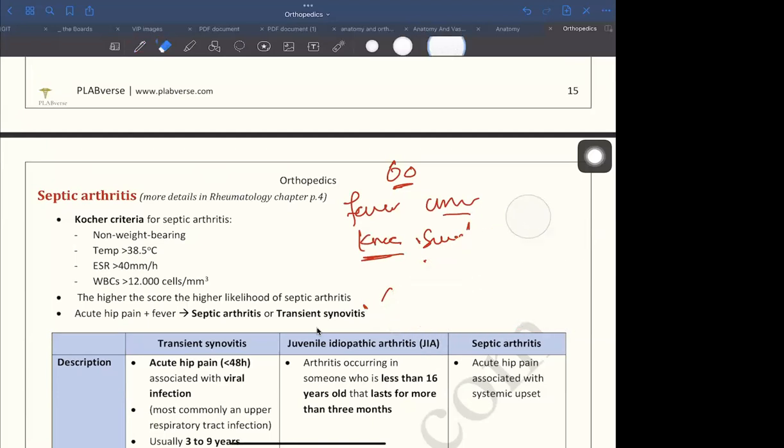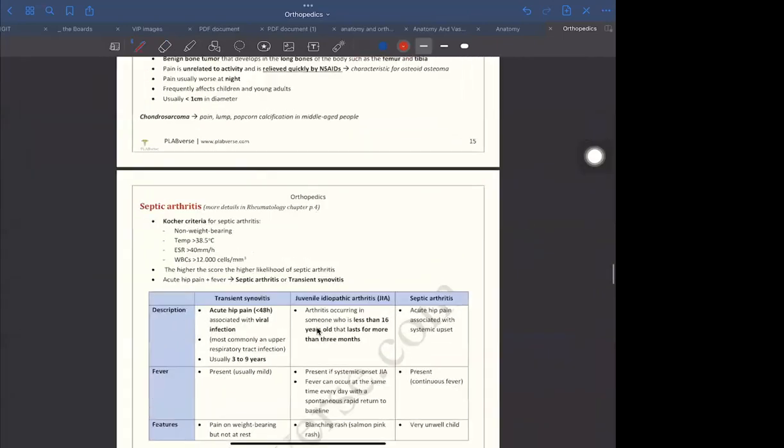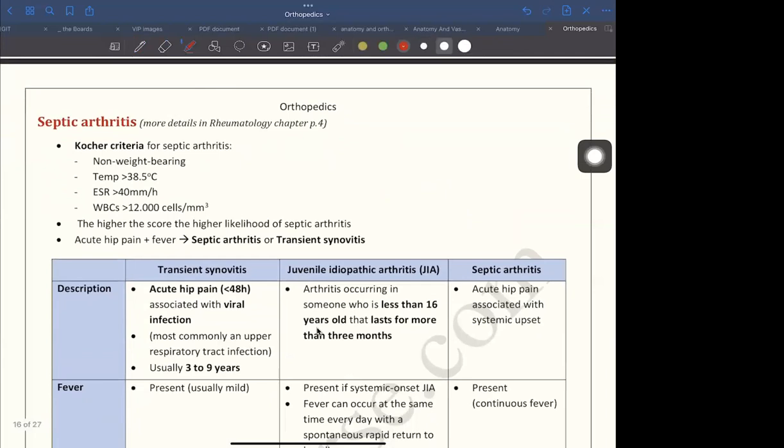All right. It would be ideal if you have this scenario with A&E people, but this is not always the case. Kocher criteria: non-weight bearing, the patient cannot weight bear, temperature more than 38.5, ESR more than 40, white blood cells more than 12,000. This is the risk of septic arthritis. Acute hip pain plus fever: septic arthritis or transient synovitis.